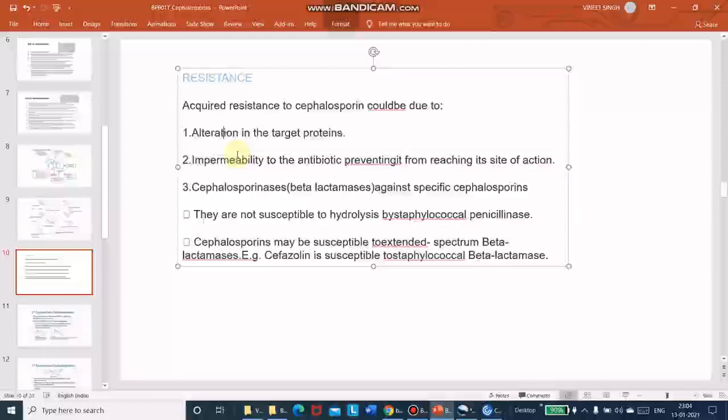The second is impermeability to the antibiotic, preventing it from reaching its site of action. Impermeability means that cephalosporin has to cross the cell wall. If permeability decreases, the drug will not cross, and then the activity will not come.